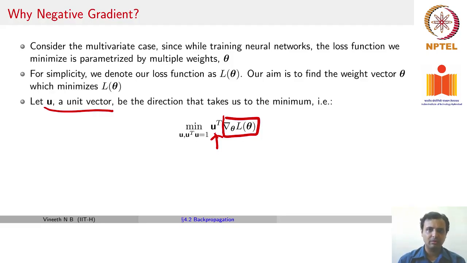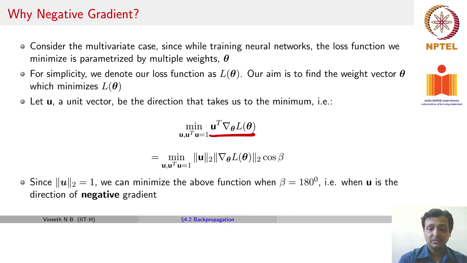And let U be that vector which is the component of the gradient that will take you to the minimum. For simplicity, we're going to assume that U is a unit vector. So we want to minimize over all possible unit vectors U, with U transpose U equal to 1, U transpose times the gradient of the loss function. This is simply a dot product, so it can be written as the 2 norm of U times the 2 norm of the gradient times cos beta, where beta is the angle between the U vector and the gradient of the loss with respect to the theta vector.